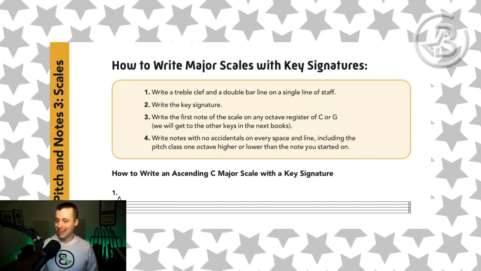In this lesson, we're going to talk about writing major scales with key signatures and actually see why it's actually a little easier to write major scales with key signatures than adding in the accidentals because there's a lot less thinking and it goes a lot faster. And why would we think if we don't have to think?